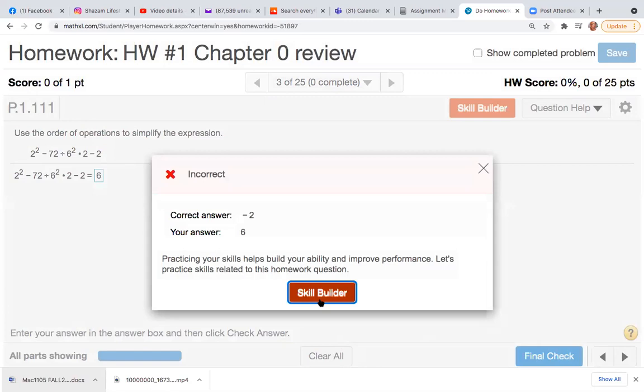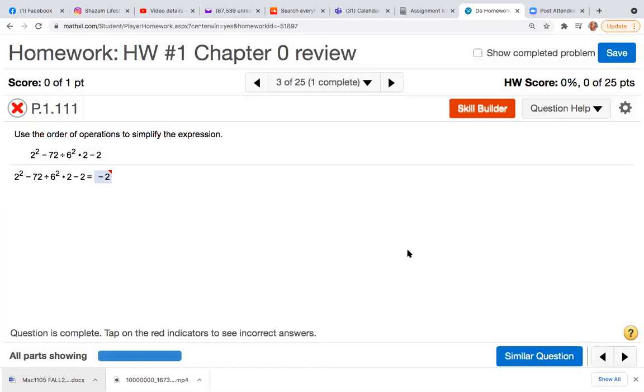Now this one is saying skill builder. I don't know why it's saying skill builder, but normally, guys, it asks you, do you want a similar question? And if it asks you for a similar question, go do a similar question and you will have 3 more tries at doing the same problem so you can get it right. And so that's the beautiful part of having this platform here to work on, guys. Basically, you cannot get these questions wrong on the homework. So essentially, whenever you do a homework in MyMathLab, aim for 100% every single time.